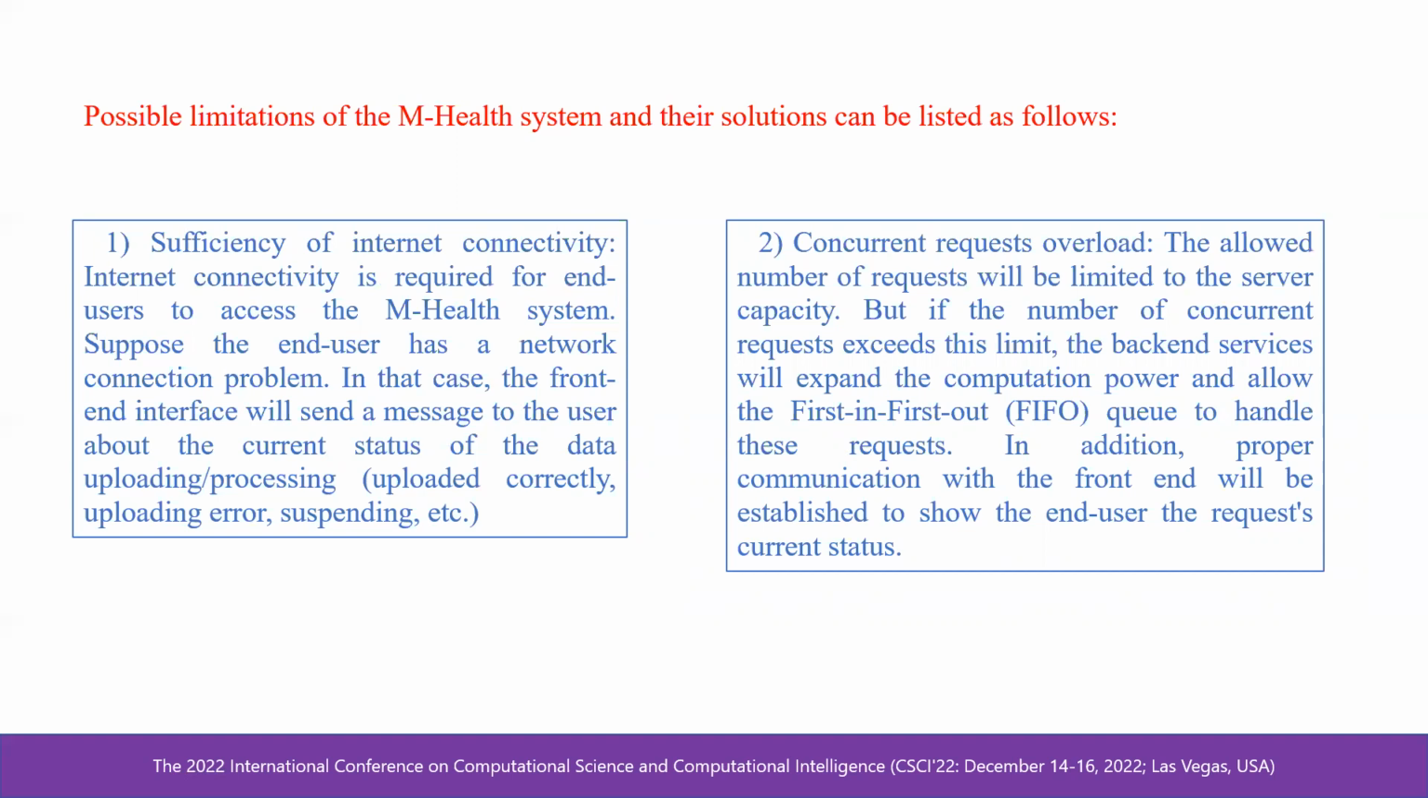And the second possible limitation is concurrent request overload. The allowed number of requests will be limited to the server capacity. But if the number of concurrent requests exceeds this limit, the back-end services will expand the computation power and allow the first-in, first-out queue to handle these requests. In addition, proper communication with the front end will be established to show the end user the request's current status.